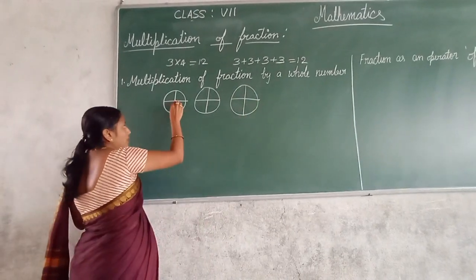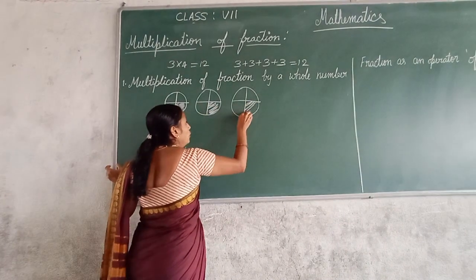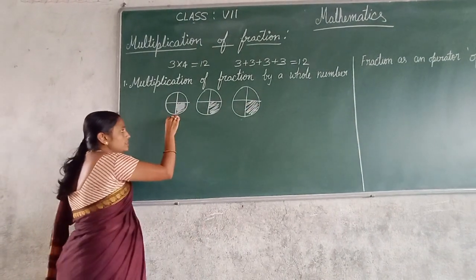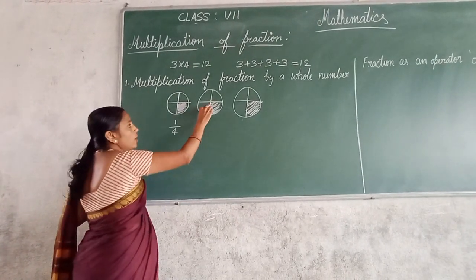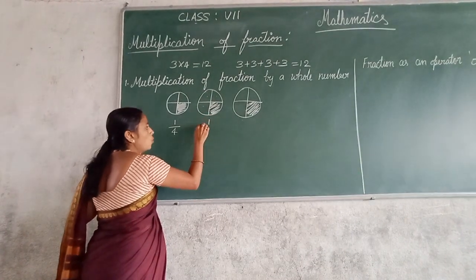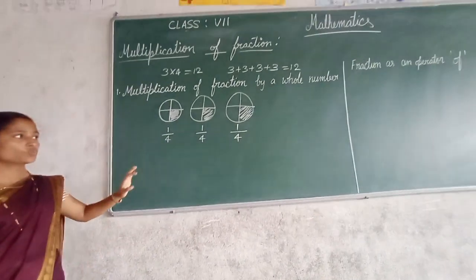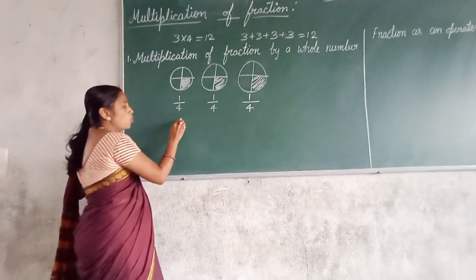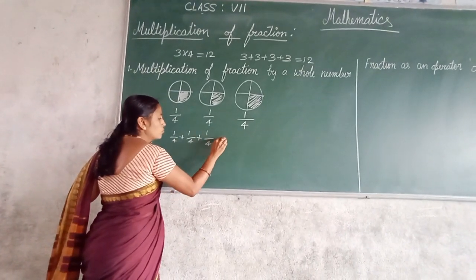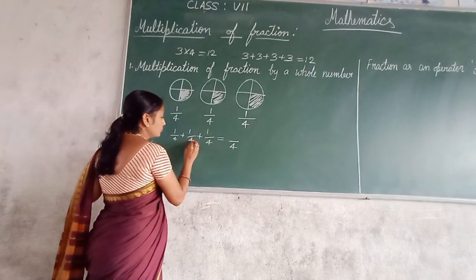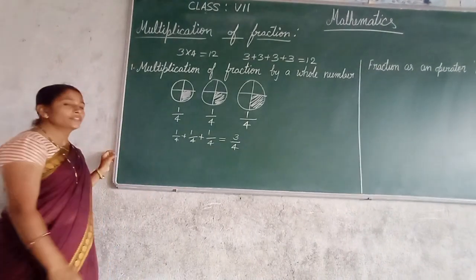Now here 3 pictures are there. In these 3 pictures, one part is selected. Already you know that we are representing a total number of parts as 4, and in that 1 is selected. Total number of parts is 4, 1 is selected. This we have to add: 1 upon 4, 1 upon 4, 1 upon 4. As the denominators are the same, we can add directly. You are going to get the answer 3 upon 4.